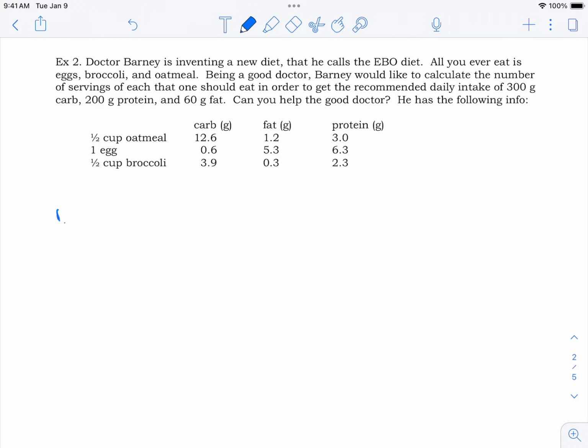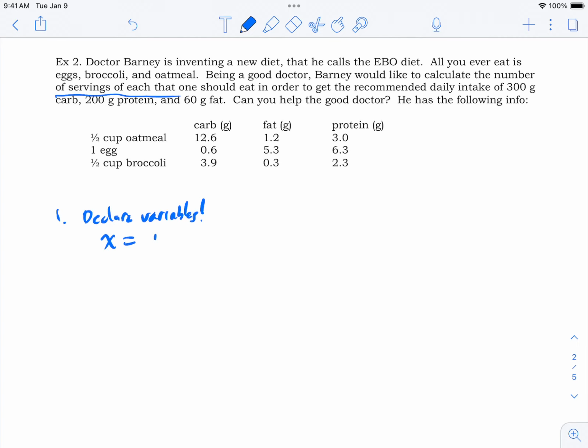Declare your variables. That's the first thing. What we're trying to figure out is how many servings of each. How many servings of oatmeal, how many servings of eggs, and how many servings of broccoli. So let's have, I think I will stick with X, Y, Z. O, E, and B sound weird to me. So anyway, let's stick with X, Y, and Z.